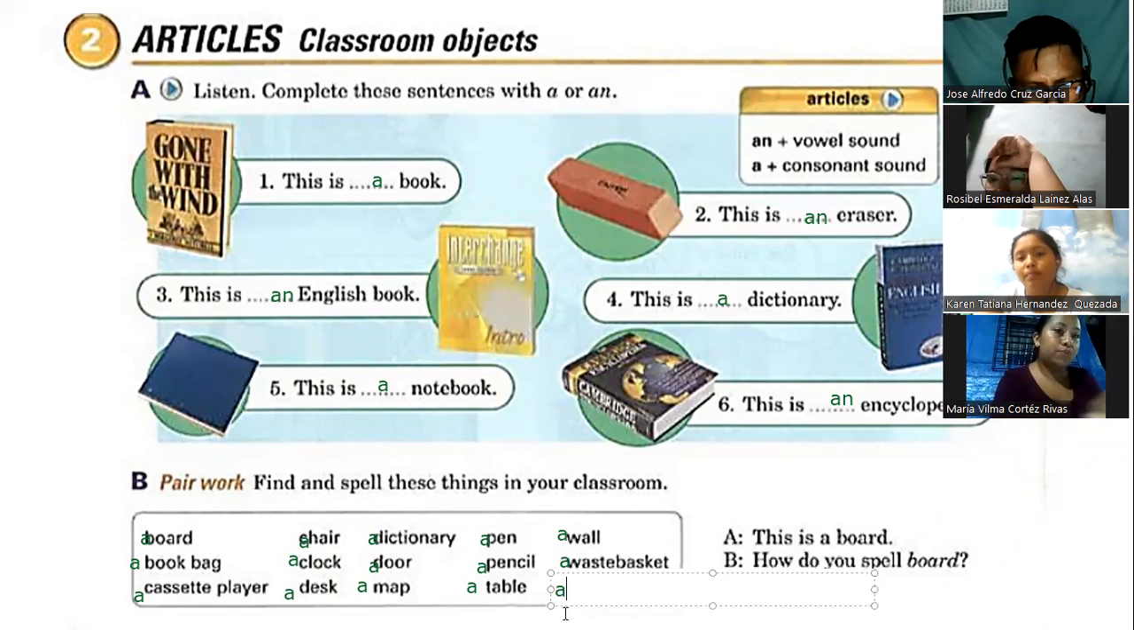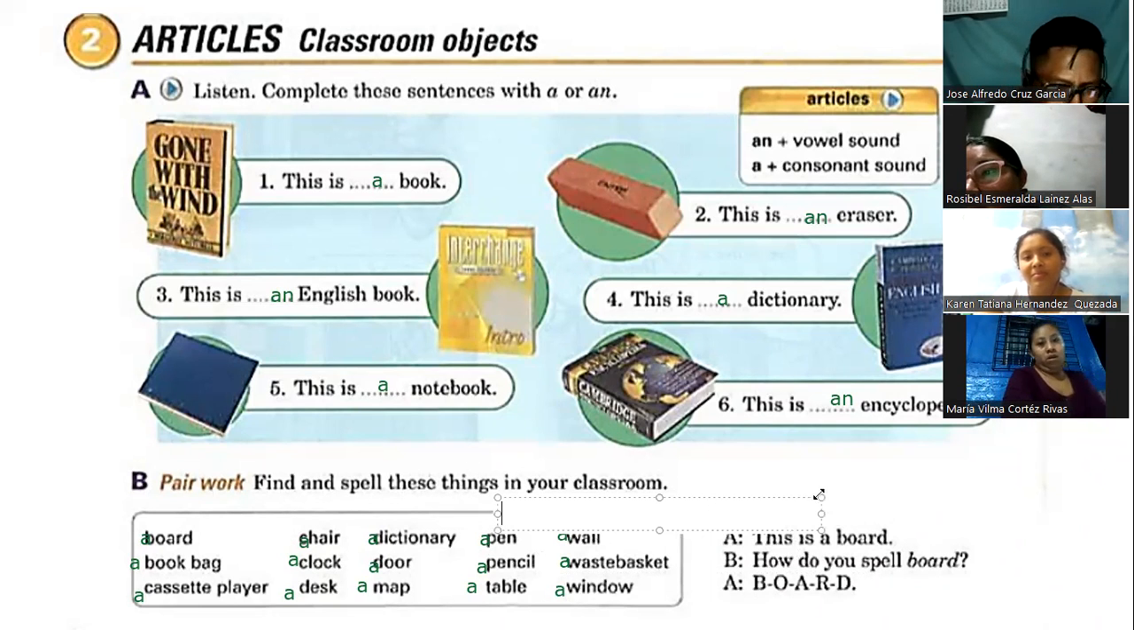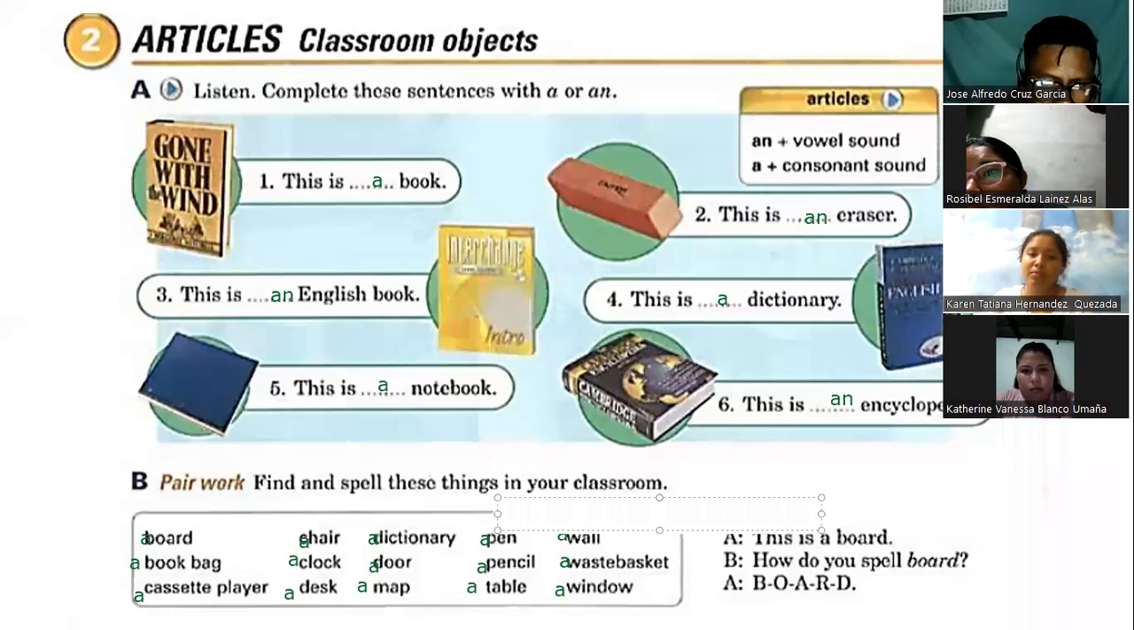A window. Okay. Now, guys, I'm going to say the word in Spanish, and you tell me what is the word in English. Okay? Silla. Chair. Okay. Lápiz. Pencil. Pizarra. Board. Reloj. Clock. Pared. Wall.